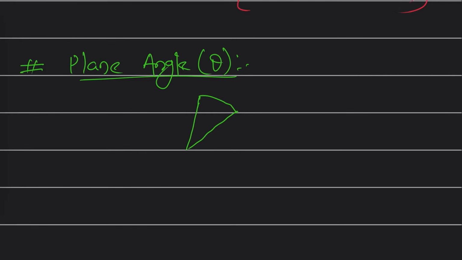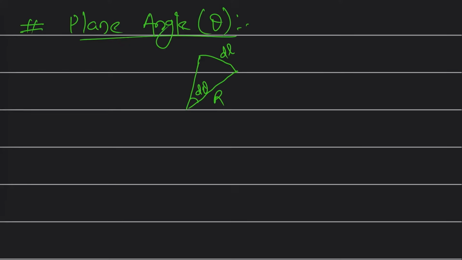Sir, let's say I am taking a small sector, and this is making angle d theta, and this length you can say is dl, right? What is the relation between d theta, r and dl? So d theta is the angle between two lines or two planes, you can say. That's why we are saying plane angle. For solid angle we'll discuss later. So what is the relation between them, sir? I am writing this: d theta is equal to dl by r.